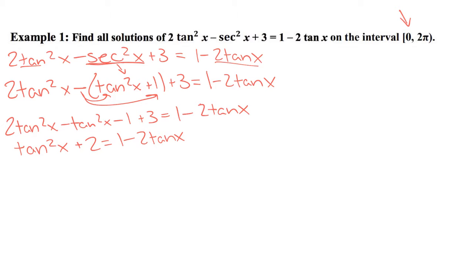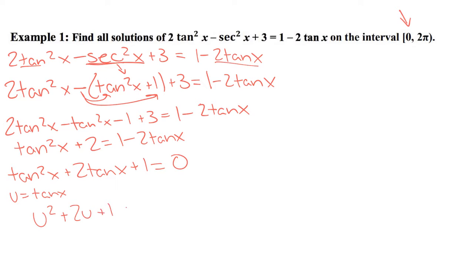So now I have tangent squared x plus 2 tan x plus 1. Now, we need to factor, but if you cannot see how to factor it, u substitution that was introduced last semester is going to be very helpful. So I'm going to go ahead and make u equivalent to tan x. So that leaves me with u squared plus 2u plus 1. And from there you can see that'll be a nice easy u plus 1 squared.